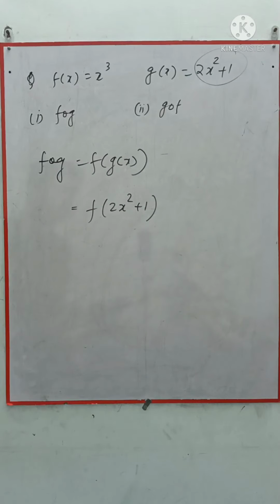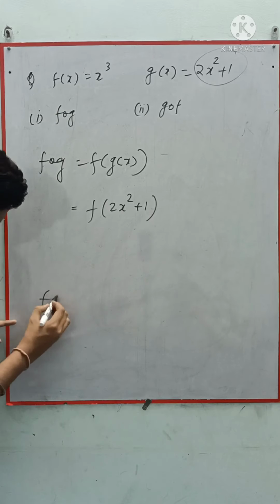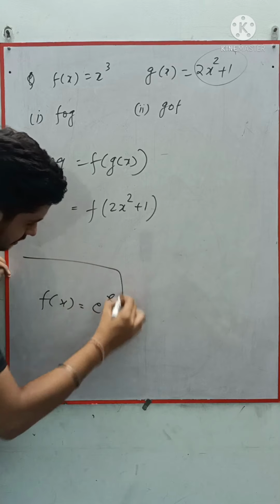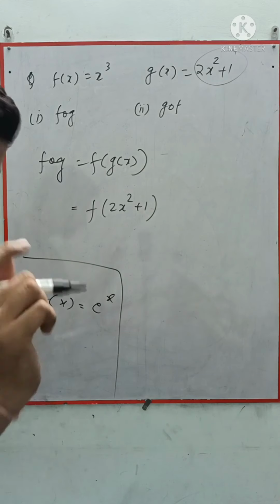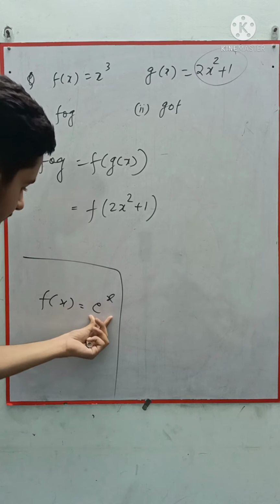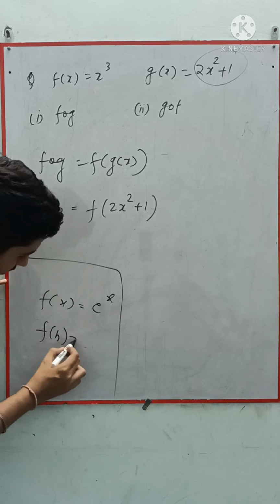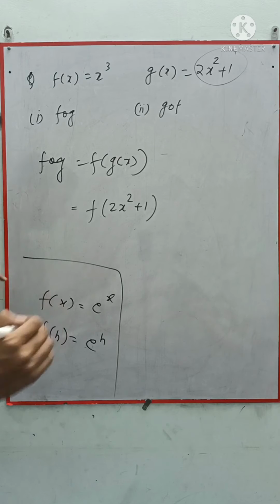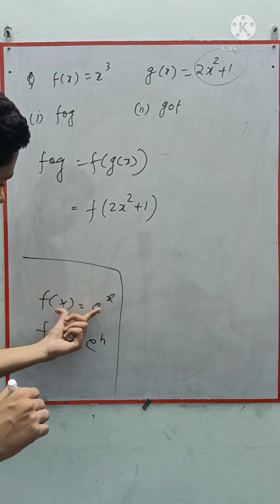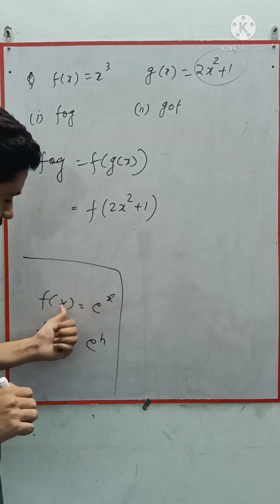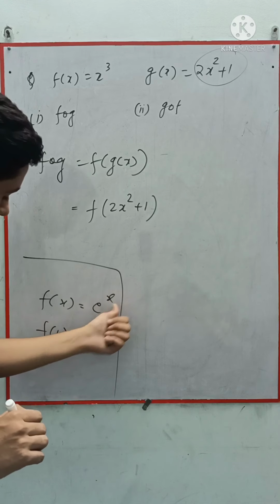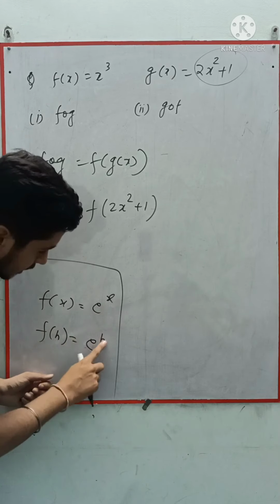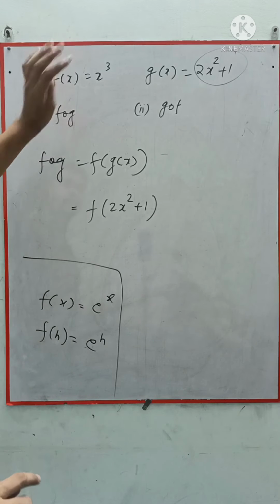So I just put the value of gx from there, that is 2x square plus 1. Now for example, a small example I am giving you: fx is e to the power x, and if I ask you what will be fh, you will tell me e to the power h. What we did, we only replaced the x, whatever x was there, the same was here. In place of x we put h, so here also we put h. So the same way goes here.